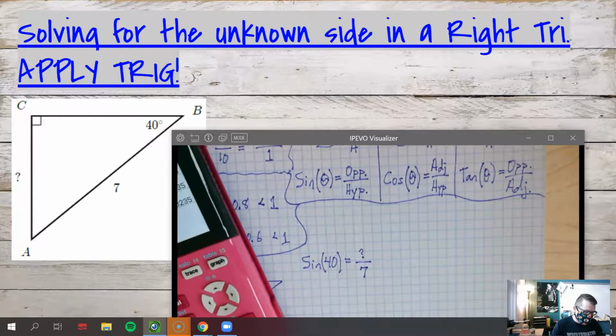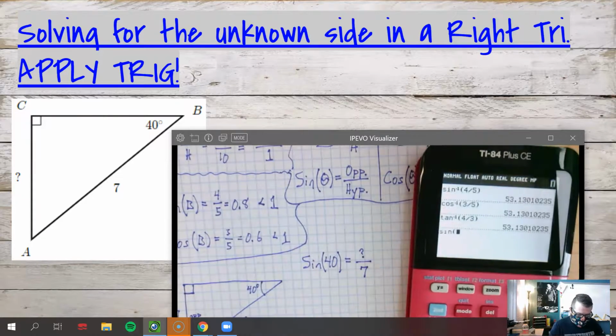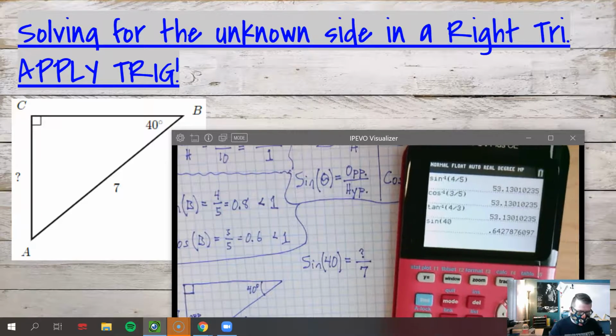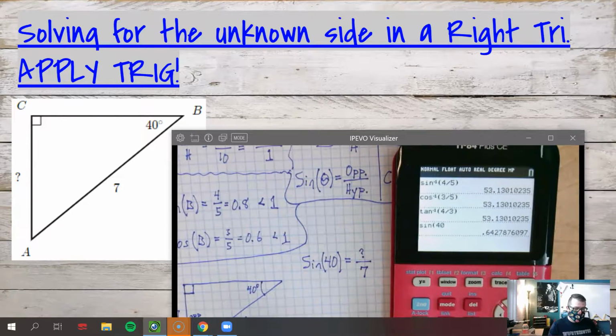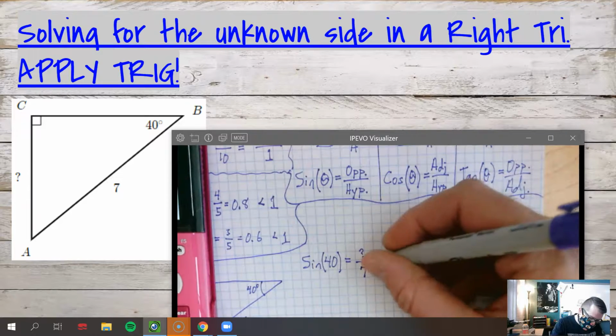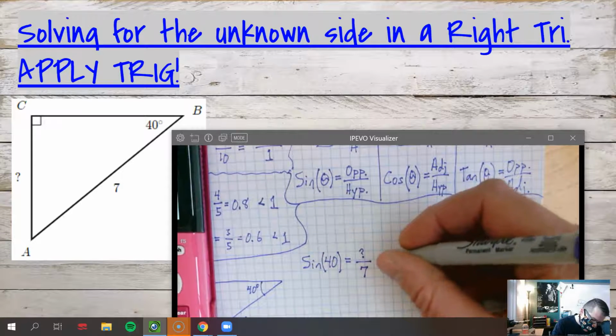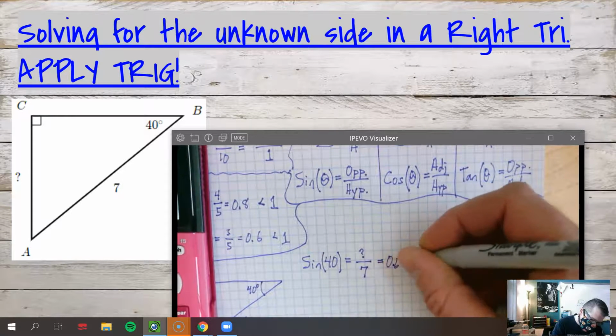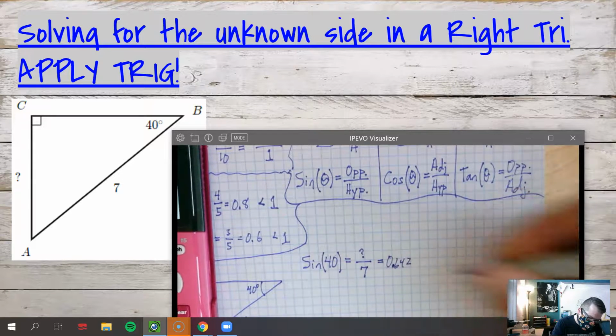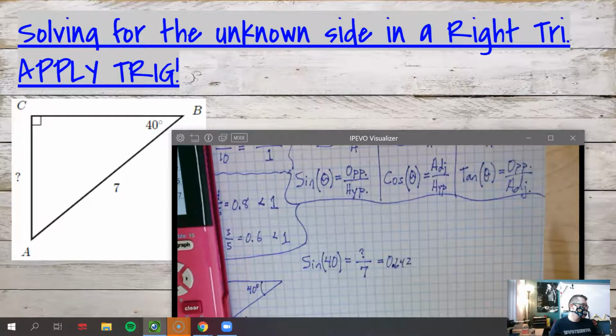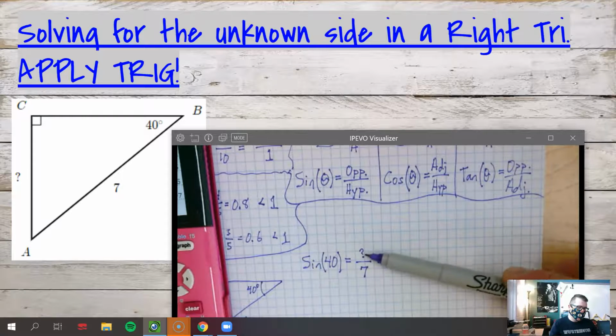Now, we could, in our calculator, say, okay, calculator, tell me what the sine of 40 is. And then we could say, all right, well, this is equal to 0.642, and we can solve it from there. Or, guys, let's be algebraic here. How could we isolate this value?